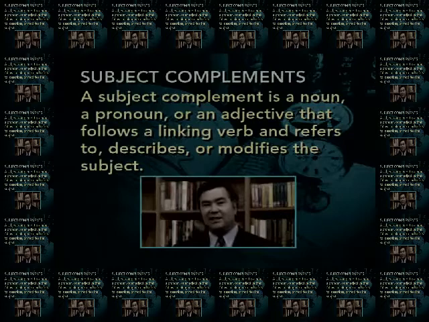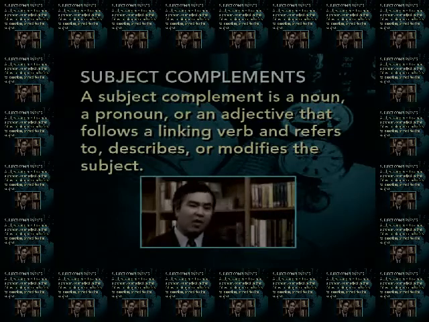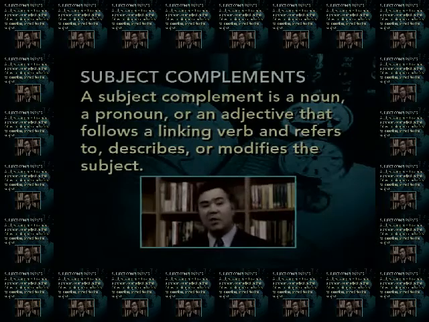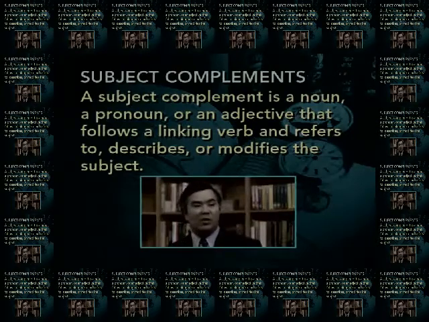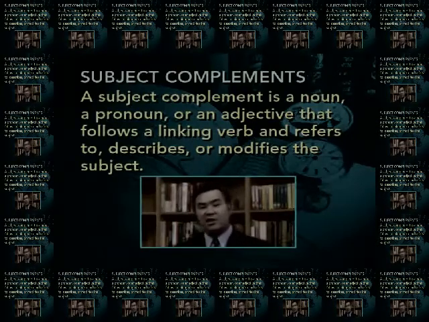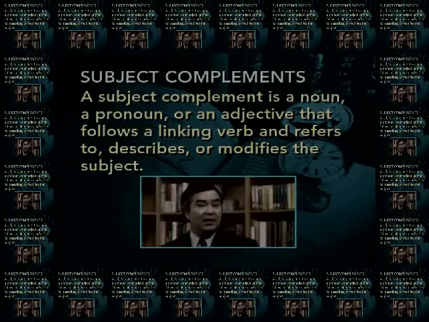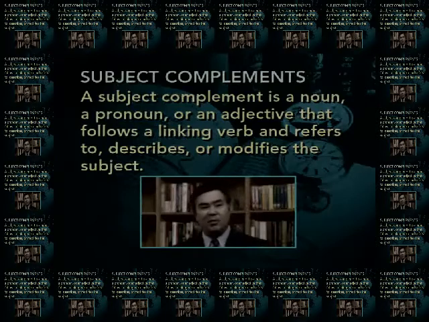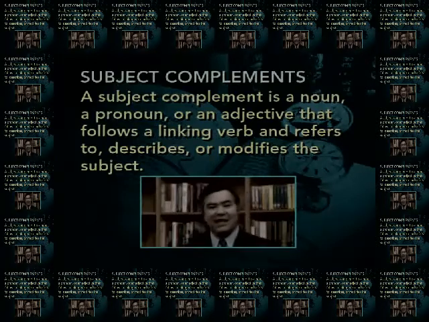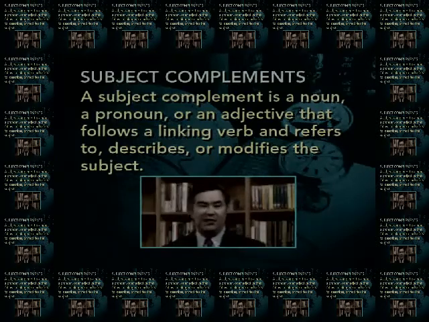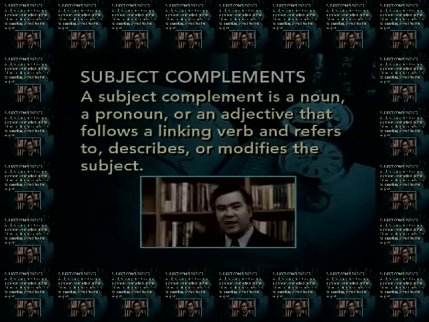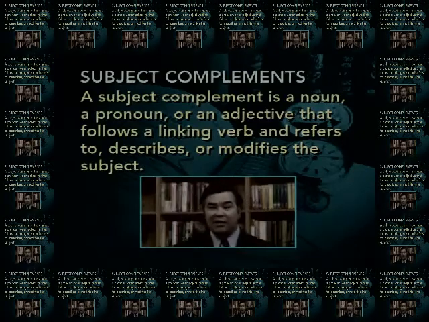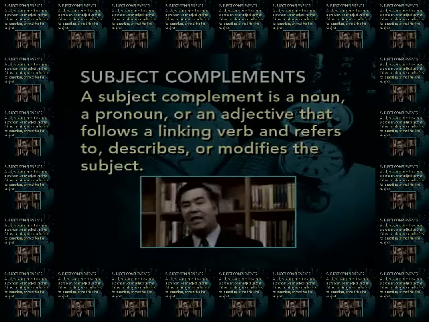or modifies the subject. Remember earlier in this program when we talked about how linking verbs work, we pointed out that linking verbs always connect the subject to something that follows the linking verb and which is being equated to the subject. We're being told that the subject is what follows the linking verb. Well, what follows the linking verb is a subject complement, and it will be either a noun or a pronoun or an adjective.